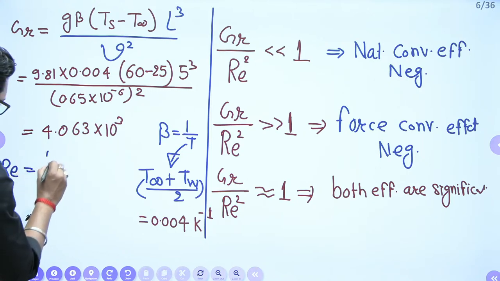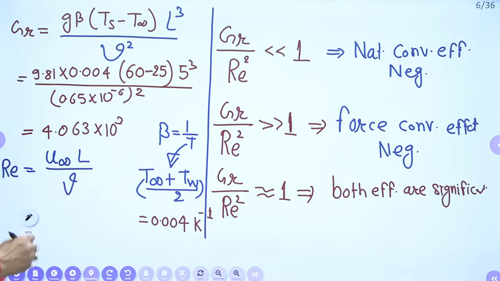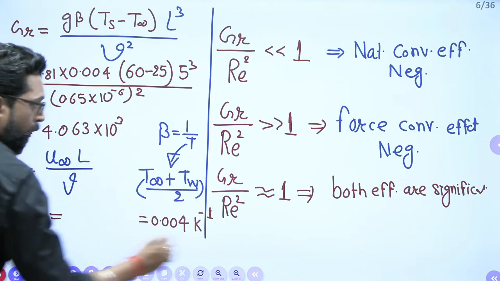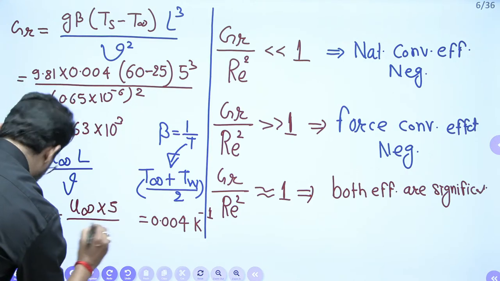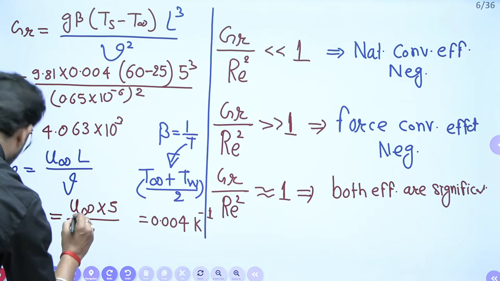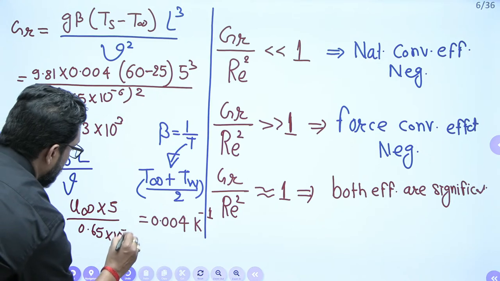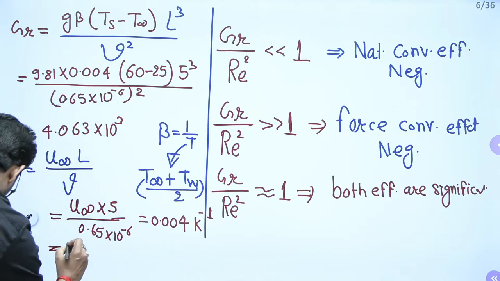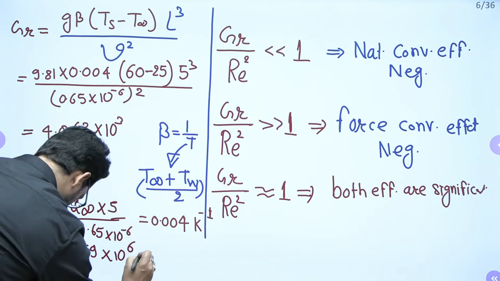Re is your U infinite L divided by mu. Put U infinite. You don't know U infinite, but you can calculate it. So U infinite length 5 divided by kinematic viscosity, and your kinematic viscosity is 0.65 cross 10 to the power minus 6. From this you can calculate in terms of U infinite: 7.69 cross 10 to the power 6 U infinite.